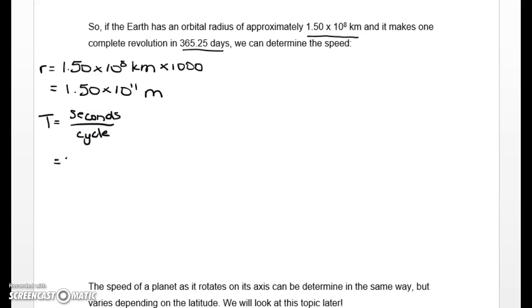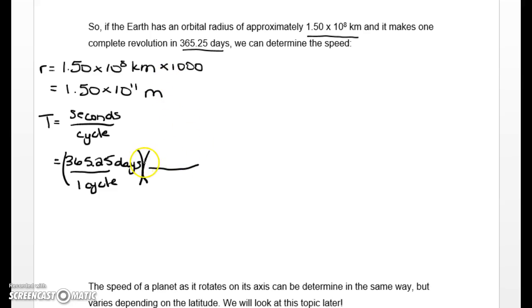Here we know we have 365.25 days, which is how long it takes to complete one cycle. So what we're going to do is convert these days into seconds. Once again, I am going to use unit analysis, so I'm going to create my fractions. If you know how many seconds are in a day, that is fantastic, but if you don't, that's fine. Just work with a step-by-step conversion.